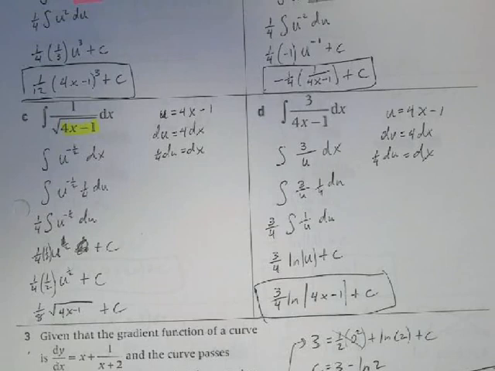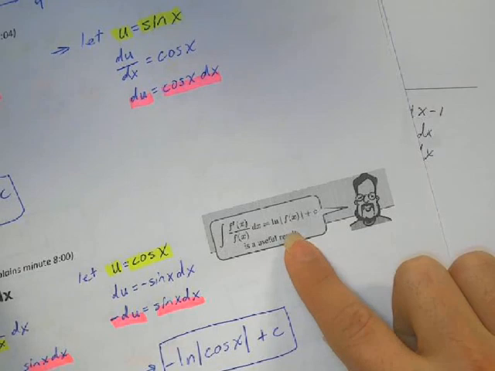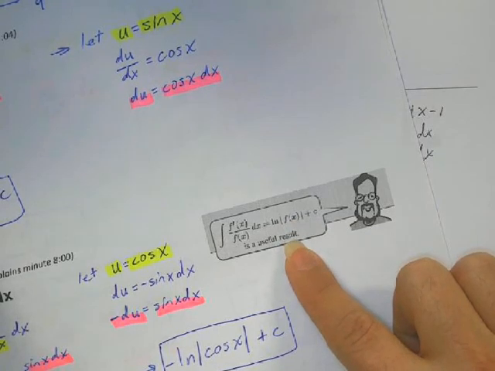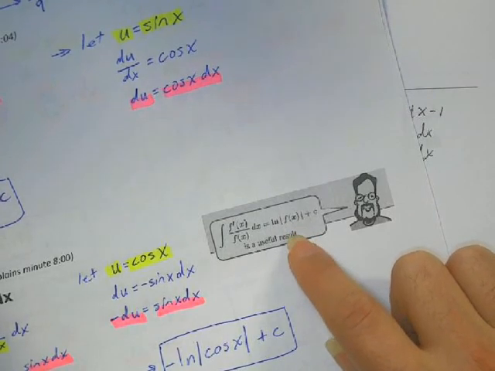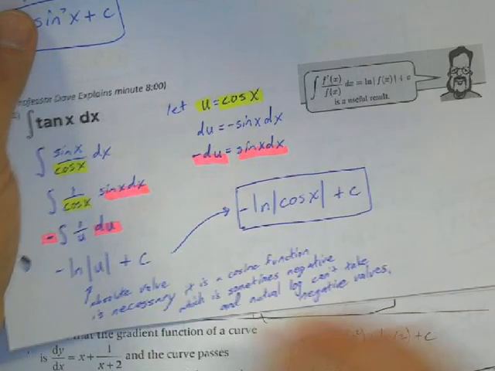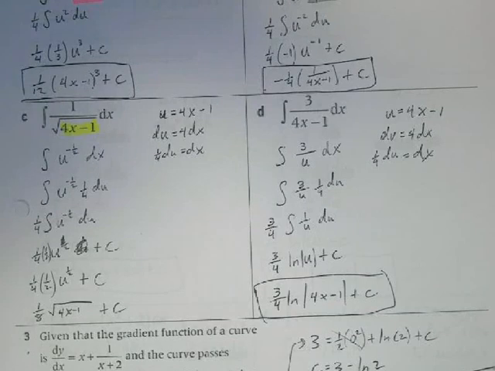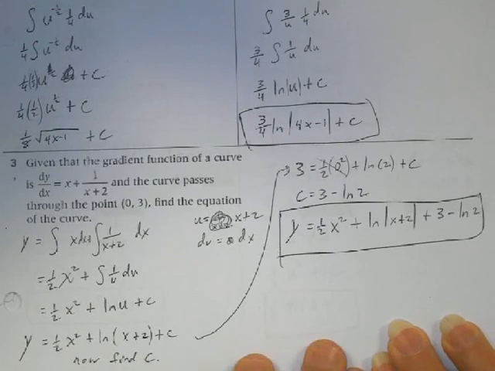Okay, and on this one here, we took the absolute value because when you're doing a natural log, it has to be positive. Okay, and then that's what this guy is saying here. It has to be. I don't know why he doesn't explain. He just says it's a useful result. Well, duh, it's a useful result because it has to be positive. Professor Dave explains that explicitly. Revision Village did not explicitly explain that.